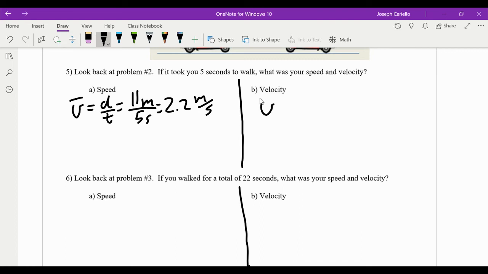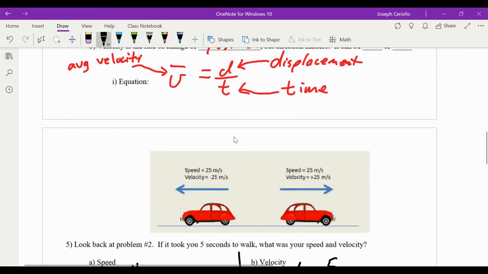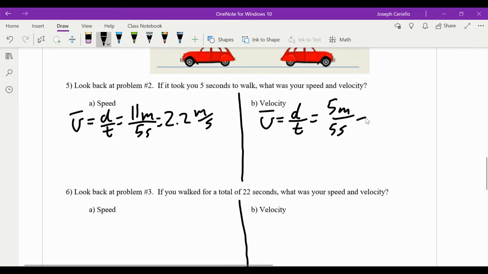The velocity is displacement over time. That's going to be 5 meters over 5 seconds. Again, the displacement for number 2 was 5 meters right here. 5 meters forward. Don't forget to include that at the end. So our velocity is 1 meter per second forward.